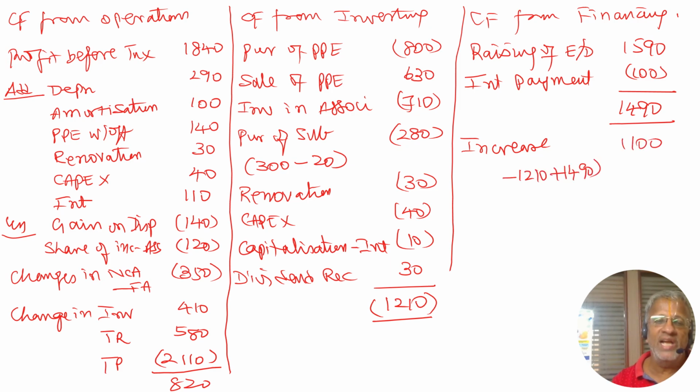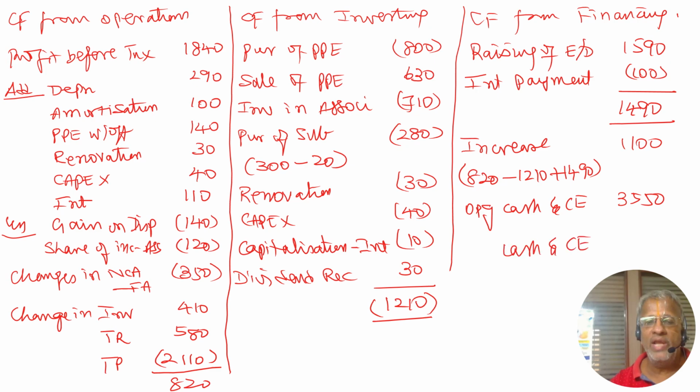Increase in cash and cash equivalent is 1100, that is explained as 820 minus 1210 plus 1490. Opening cash and cash equivalent being 3550 and the closing being 4650, and that's a way we have made a safe landing. Okay, I hope that you people can just go through once again, and you will definitely appreciate how best we can develop the solution within the shortest span of time.